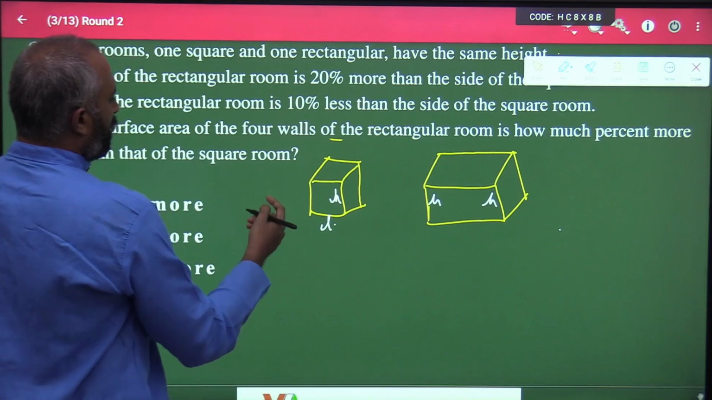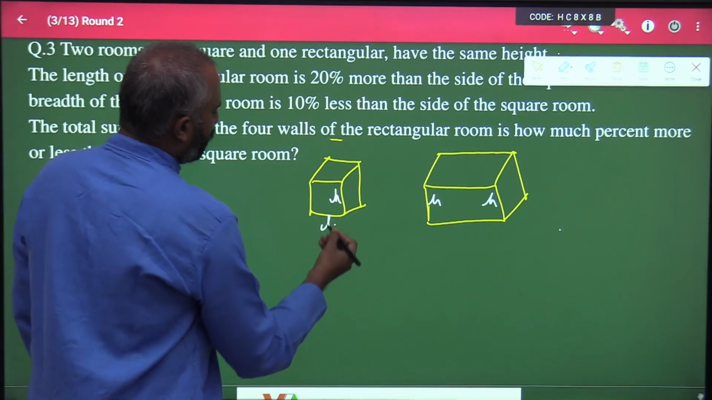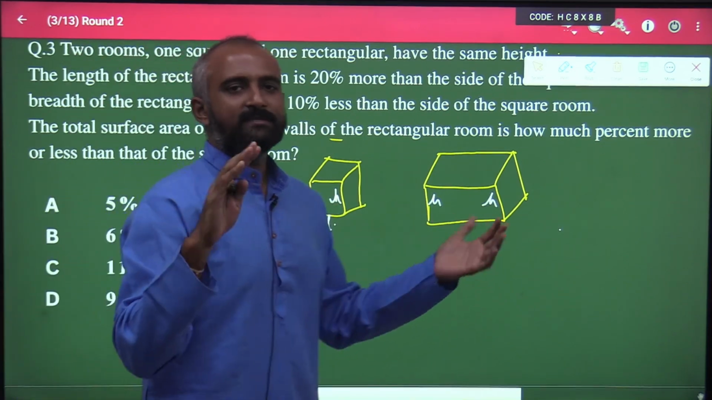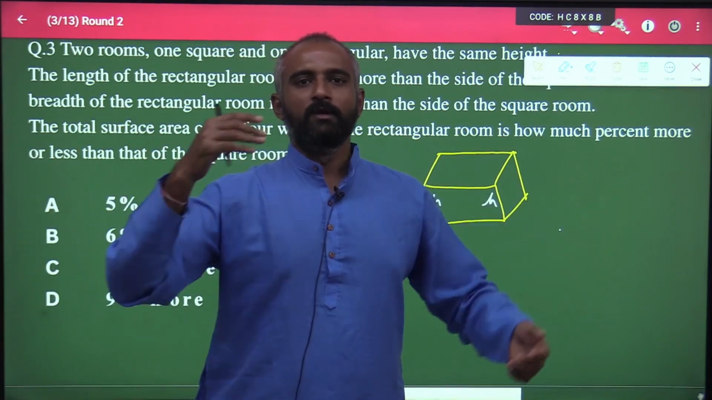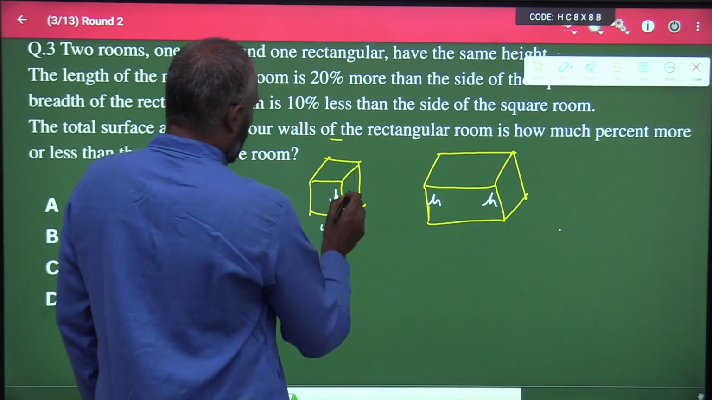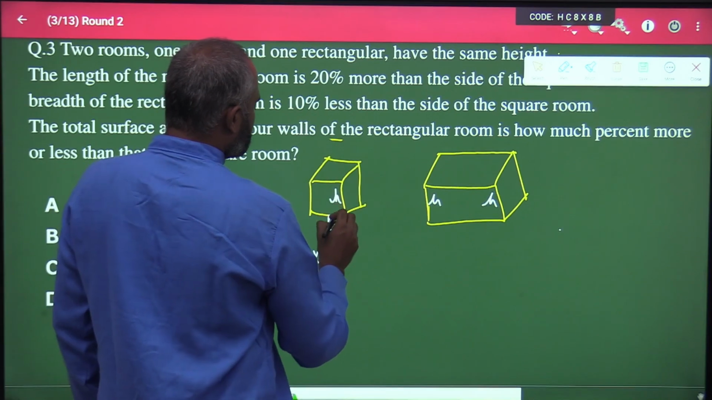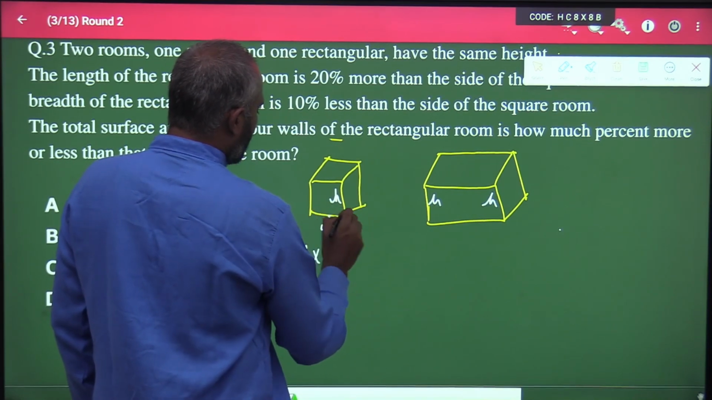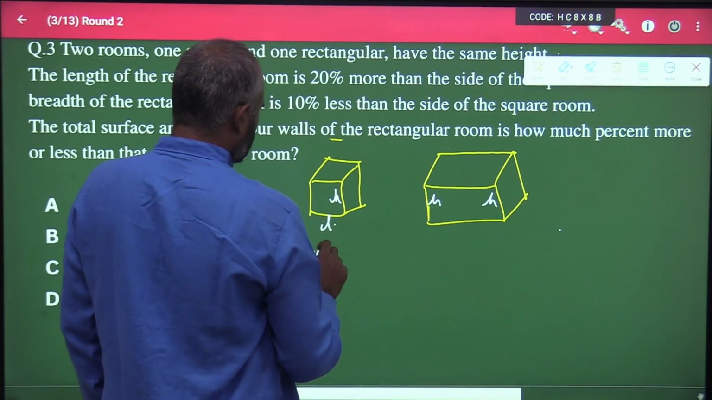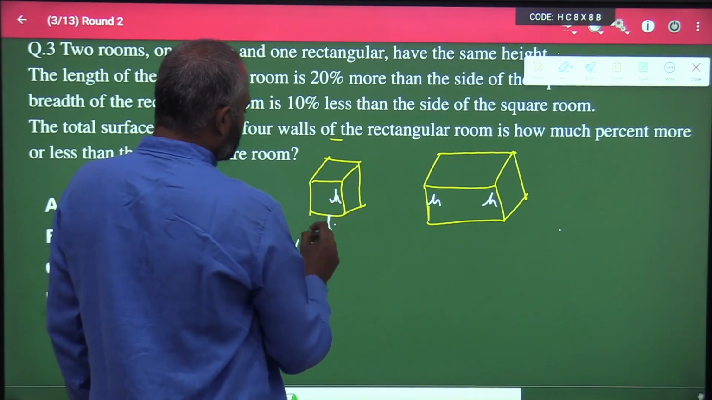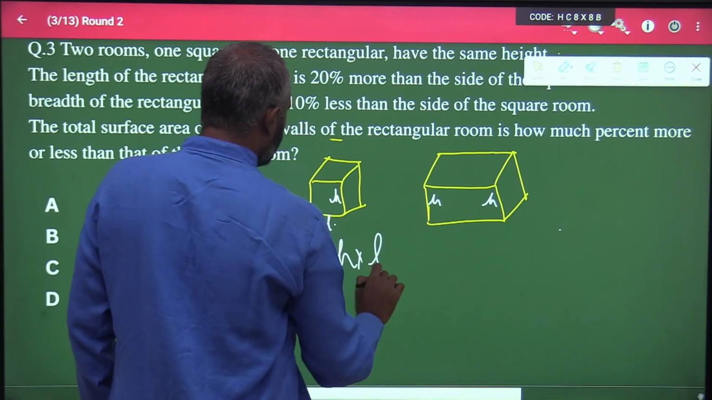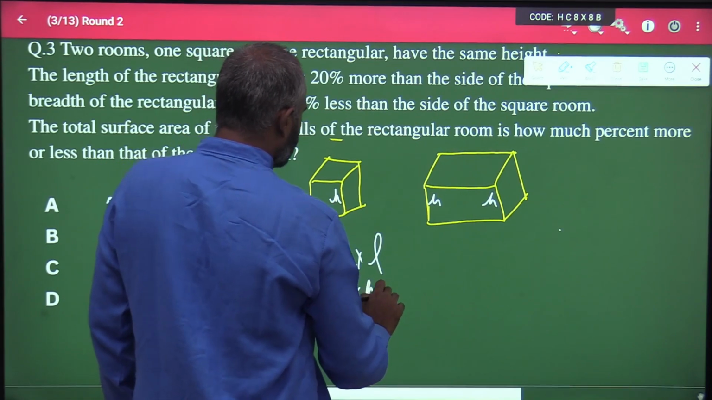So what will be the area? How many walls are there? There are four walls: 1, 2, 3, and 4. Or imagine the room that you are sitting in. It has four sides: left, right, front, and back. So it will be 4. And what is the area of this? The height is h, L is the length. So area is nothing but length into breadth. Here, since it is a square, it becomes 4h into L. So this is 4HL.